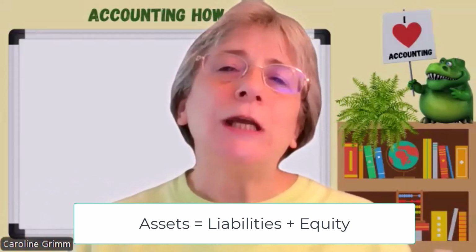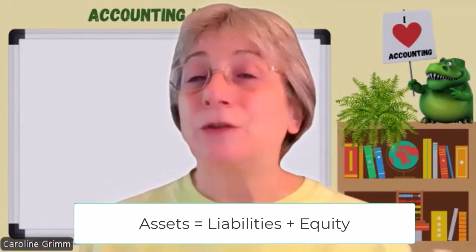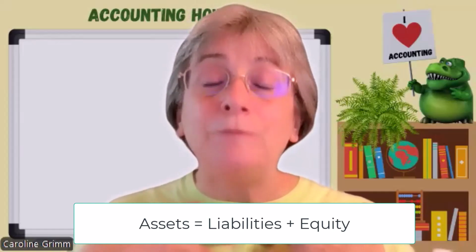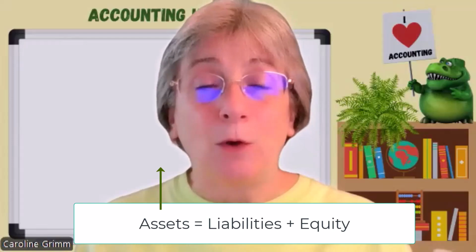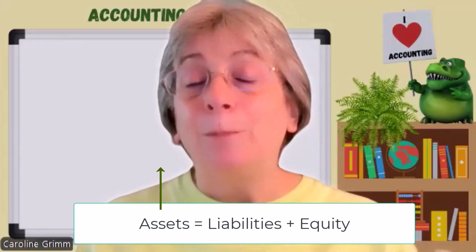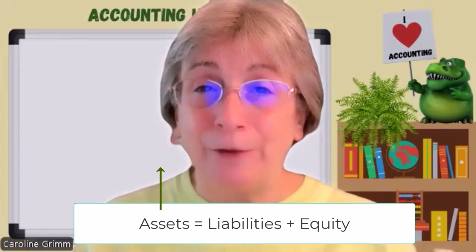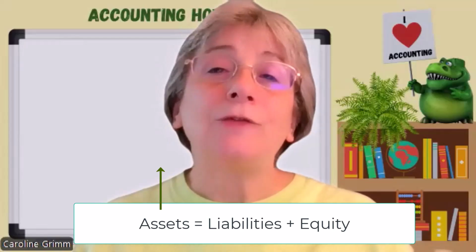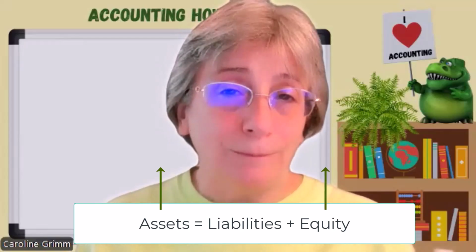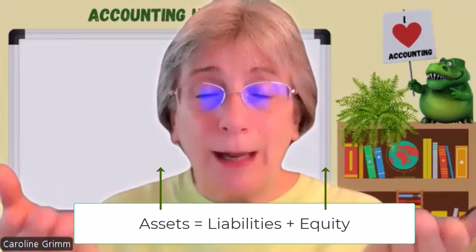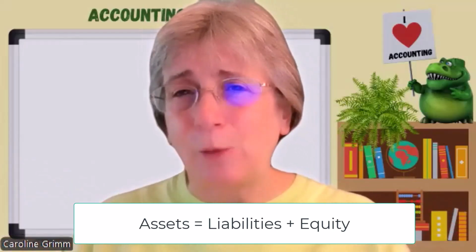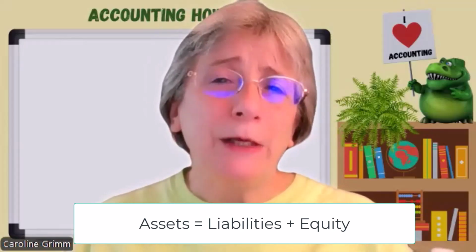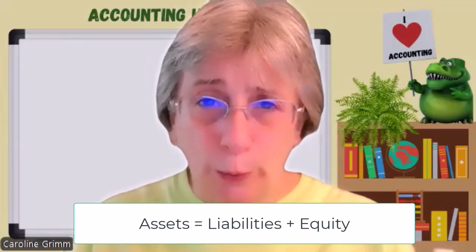Now, how does it change if the customer is going to pay us later? We're going to receive that money later. We're going to keep track of that in an asset account called accounts receivable because we're going to receive that later. So we're increasing an asset account called accounts receivable, and we are increasing our equity account because of the revenue. Revenue increases equity.